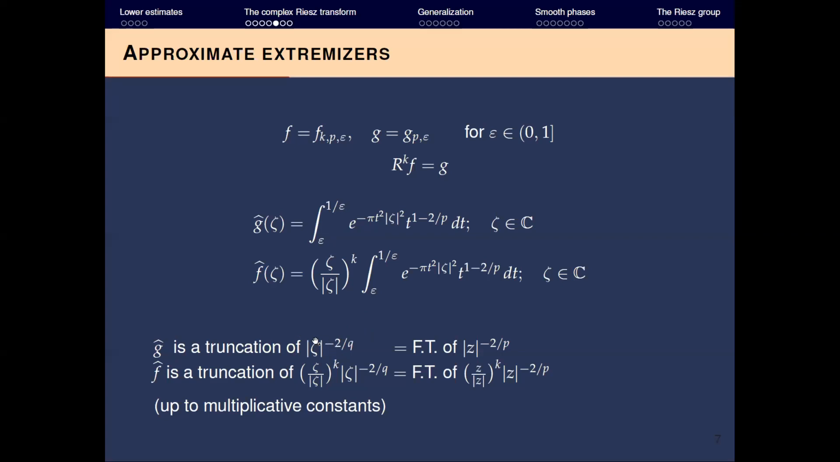So the first function, not truncated, just considered as a locally integrable function, has the distributional Fourier transform equal to absolute value of z raised to -2 over p. And similarly for the second function. So actually, this is not far from what we expected, because we expected those approximate extremizers to be certain truncations of these functions, right? So those functions still appear somehow. It's just that we're truncating things on the Fourier side.